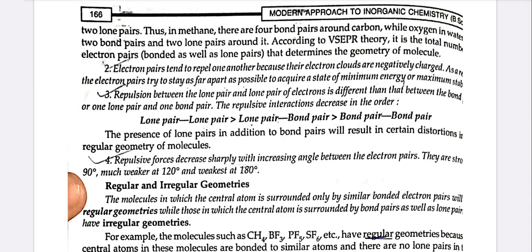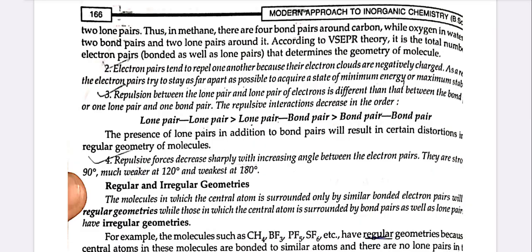The presence of lone pairs in addition to bond pairs will result in certain distortion in the regular geometry of the molecule. Fourth, repulsive forces decrease sharply with increasing angle between the electron pairs, and they are strong at 90 degree, much weaker at 120 degree, and weakest at 180 degree.